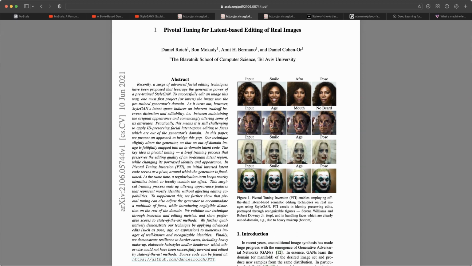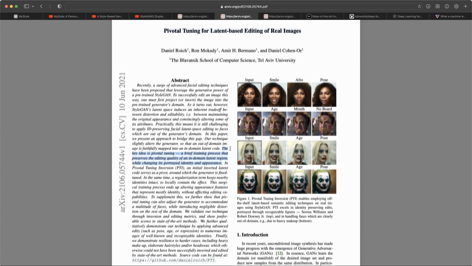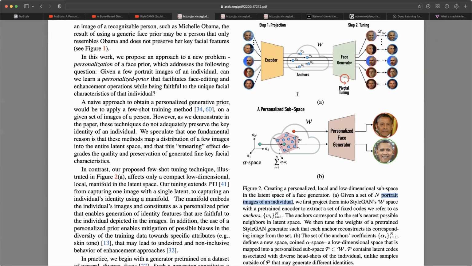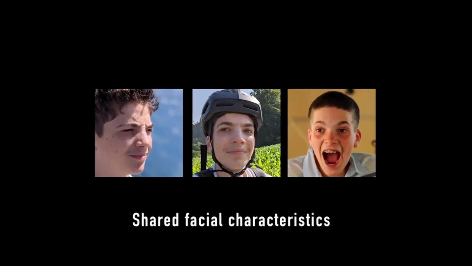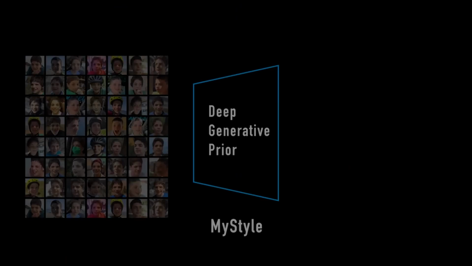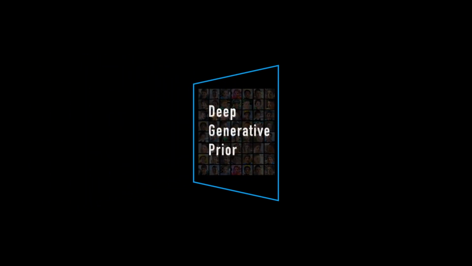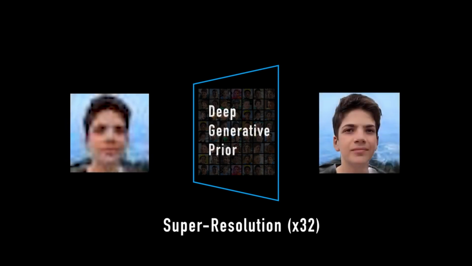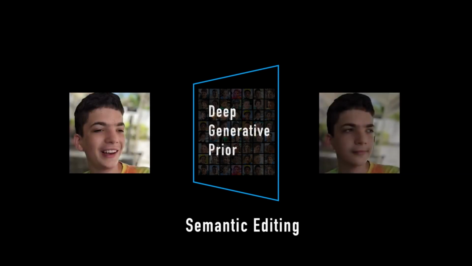An approach to deal with this identity loss problem was previously proposed in this work, Pivotal Tuning for Latent-based Editing of Real Images. Simply put, the key idea is to fine-tune a pre-trained StyleGAN generator to a given real image. MyStyle architecture extends this pivotal tuning idea to fine-tune on hundreds of portrait images of the given person. Thus, it is possible to fine-tune a personalized StyleGAN generator that can be used for editing for that person. For example, super resolution, inpainting, or changing smile, pose, and so on.